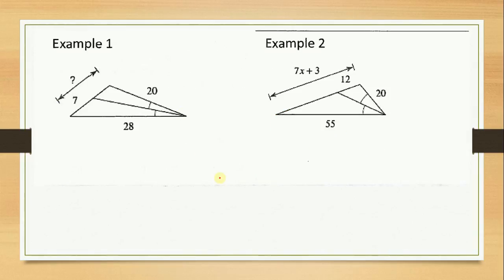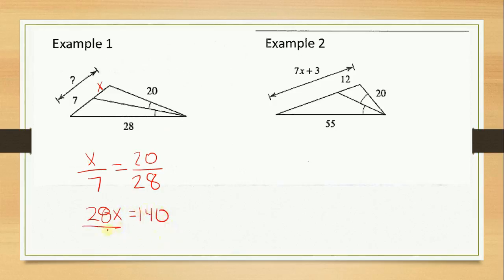So, it looks like, I'm going to call this little piece X, though they do want the full length, so we'll just make sure we pay attention to that. I can set it up as X over 7, so that piece over that piece, equals that side over that side, 20 over 28. So I got 28x equals 140. Looks like I gotta divide by 28. So I get x equals 5.